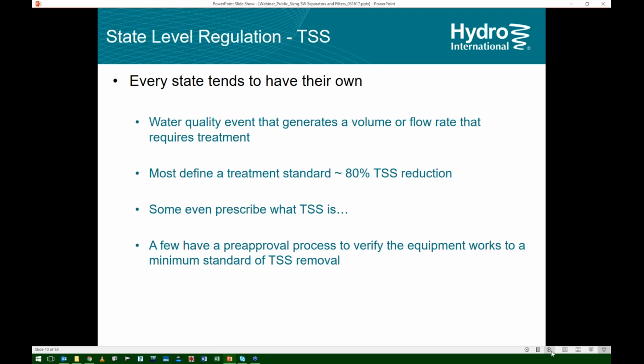As I say, every state tends to have its own idea of what water quality is. They generally, if we're lucky, will have a water quality event or a water quality volume you have to deal with. Most will define a treatment standard. Usually it's around 80% TSS. It can vary a lot. We can see some regulations written around phosphorus removal. It might be 60% TSS, 50% TSS, it could be X% phosphorus, or it could be an effluent control standard. So we have a lot of different standards we have to try and make this equipment work for, and how to size for it.